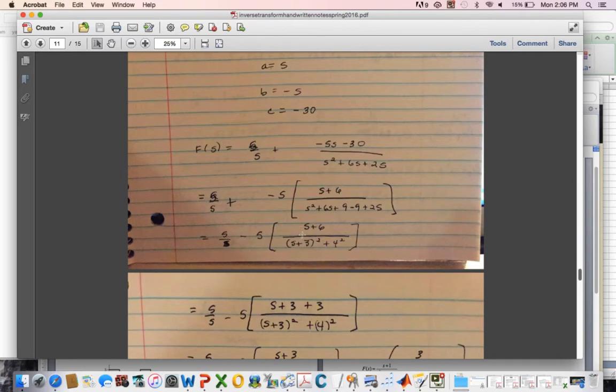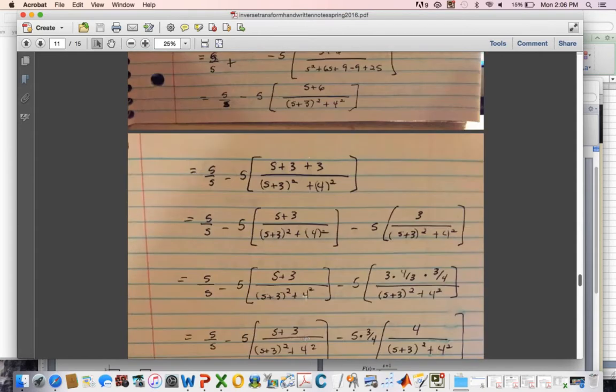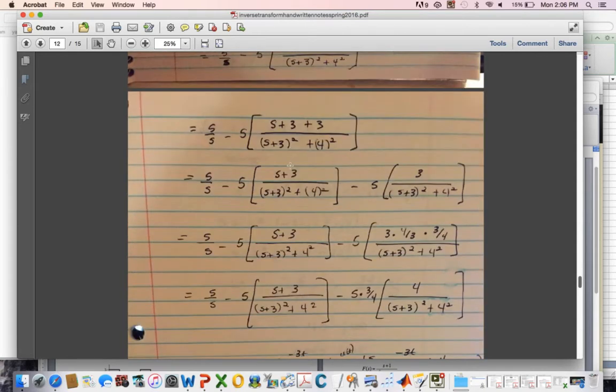Remember in the table, when I have this expression in the denominator, in the numerator I either want an s plus 3 or I want a 4. Since I have an s, that tells me automatically I'm going to have a cosine term, so I'm going to take this term in the numerator and split it into one term that will inverse transform into cosine and another term that's a constant only. So I split that out into two parts, and notice I still have my minus 5 coefficient here. Now this term is going to inverse transform as the cosine. This term is very close to inverse transforming as the sine.